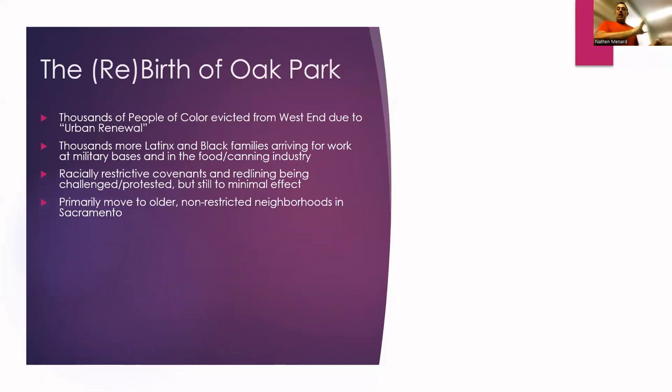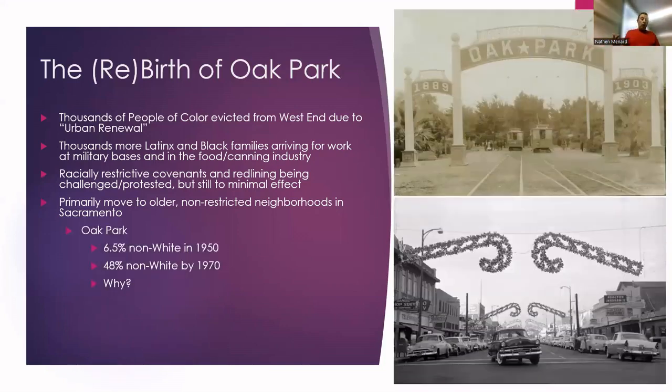And so these Black families, as I said, were primarily being moved to older, non-restricted neighborhoods in Sacramento, Oak Park being one of them. Oak Park was historically restricted, but had become unrestricted as real estate agents started playing this blockbusting game. So Oak Park in 1950 was 6.5% non-white. By 1970, it was 48% non-white. So a very quick change in demographics as a result of this process. So racial steering, as well as covenants and redlining and this process of blockbusting, plays this role.